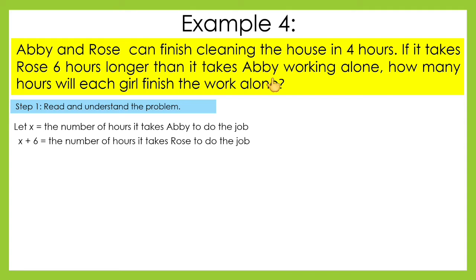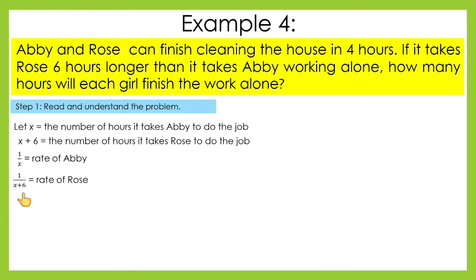Para naman sa rate, okay, so palaging tandaan na ang rate ay equal sa 1 over time. So, since ang number of hours ni Abby ay x, so 1 over x. Ang rate naman ni Rose ay 1 over time, so ang time niya ay x plus 6.